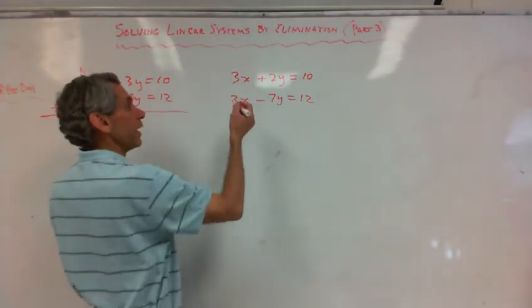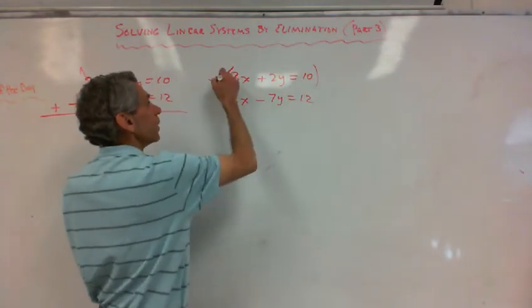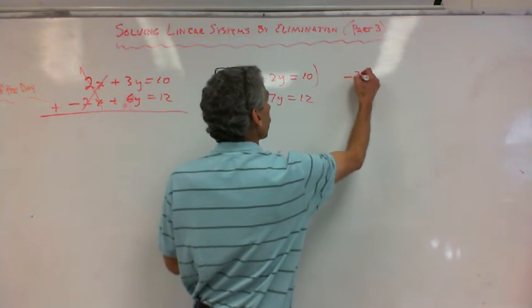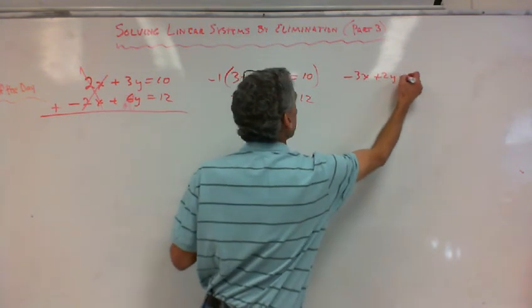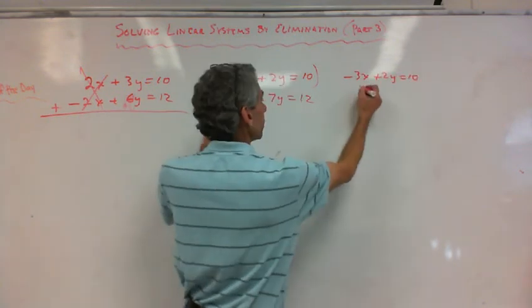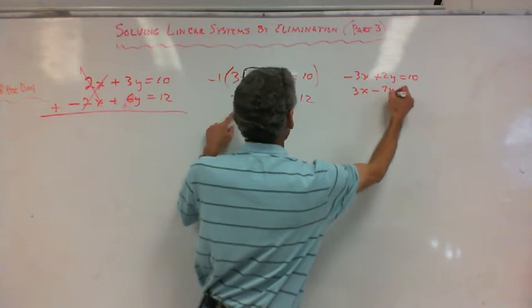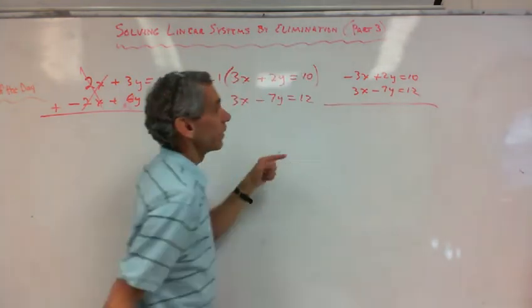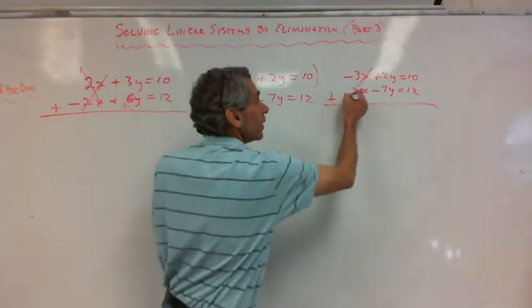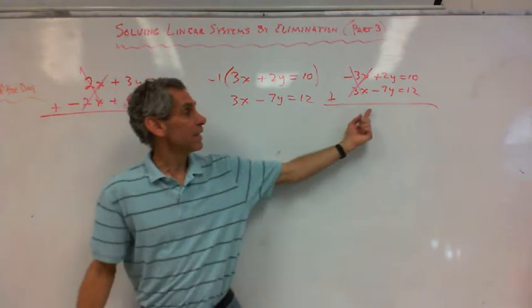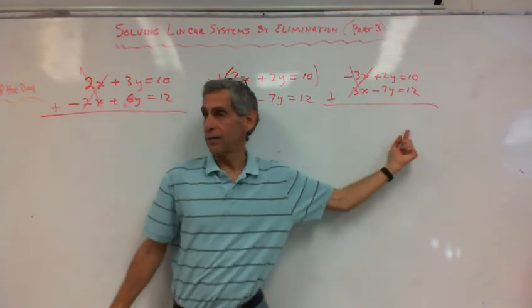Multiply one of them by negative 1. I don't know, it doesn't matter which one. So that means I have negative 3x plus 2y equals 10. And I'll just rewrite this one here: 3x minus 7y equals 12. And then I add them now, and look, I eliminate my x's, and I can easily solve for my y by just adding those. Question?